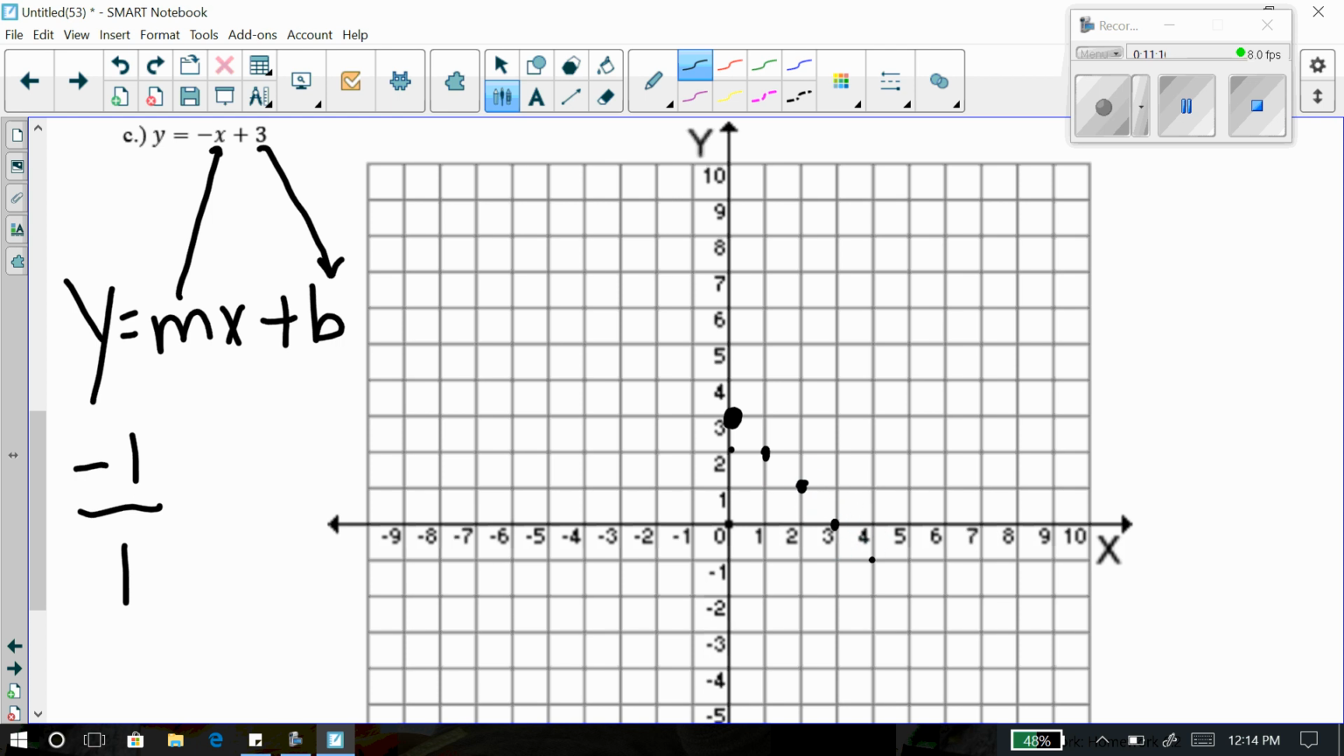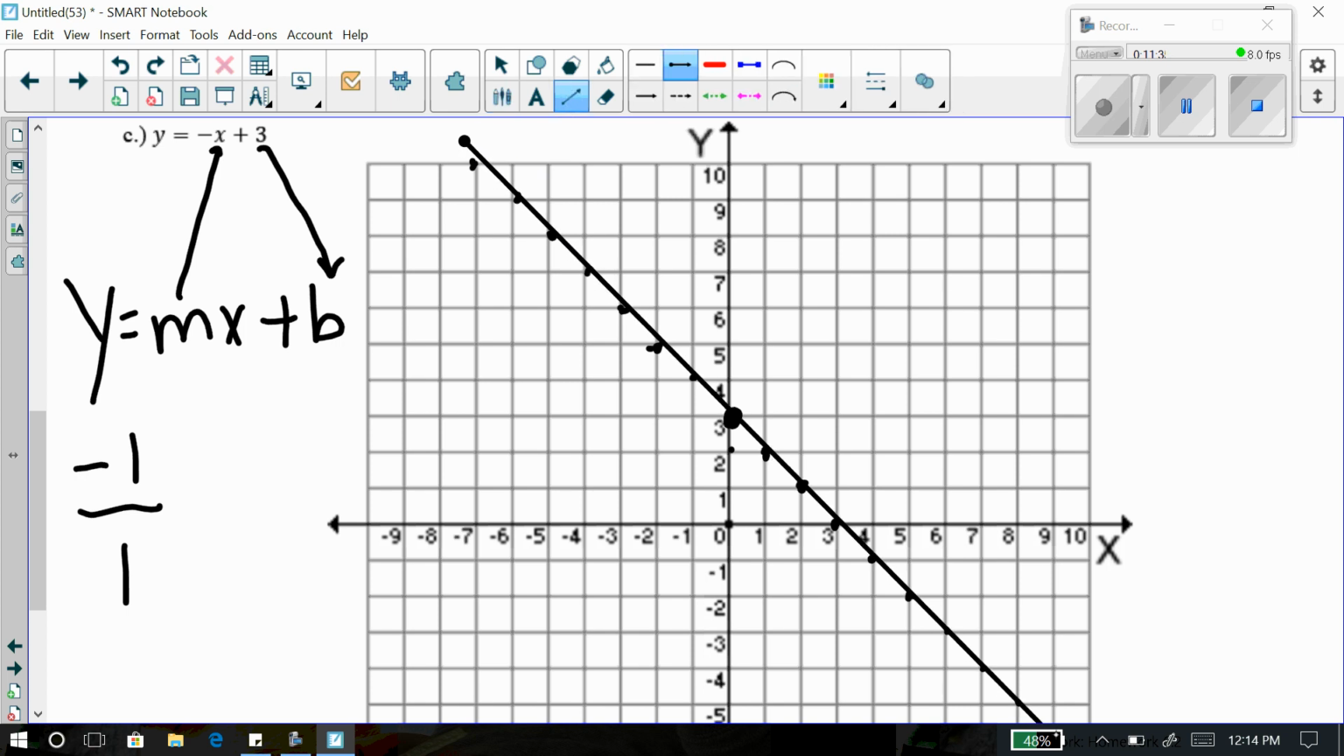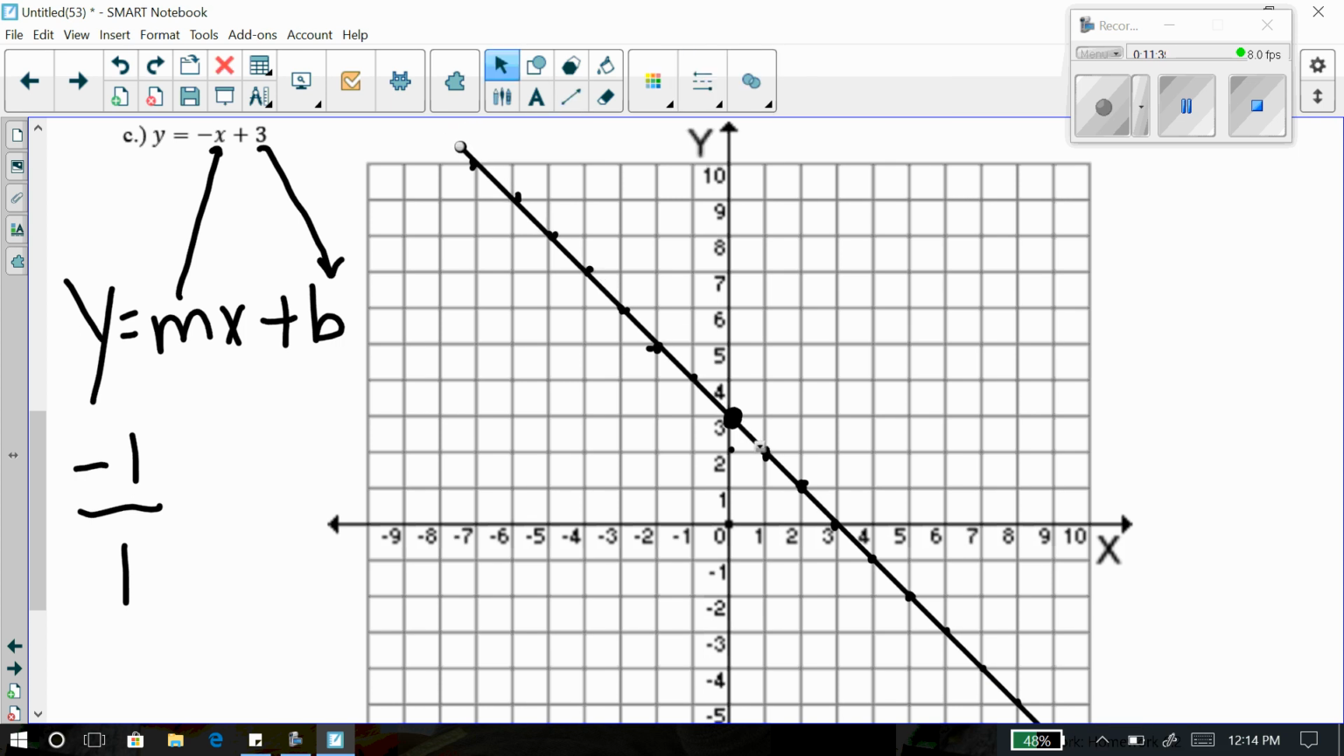So I'm going down 1, right 1, down 1, right 1, down 1, right 1. And you keep doing this until you can't go over anymore. There we go. I'm going to connect it with a straight edge as best as I can here. That's better. And make sure you have arrows on both sides.